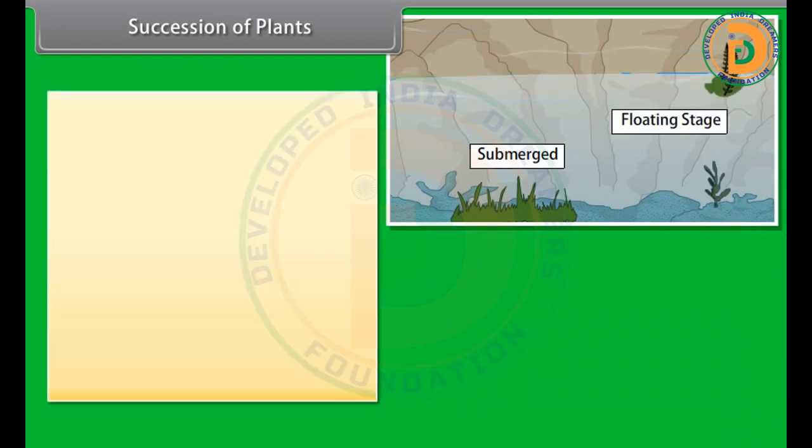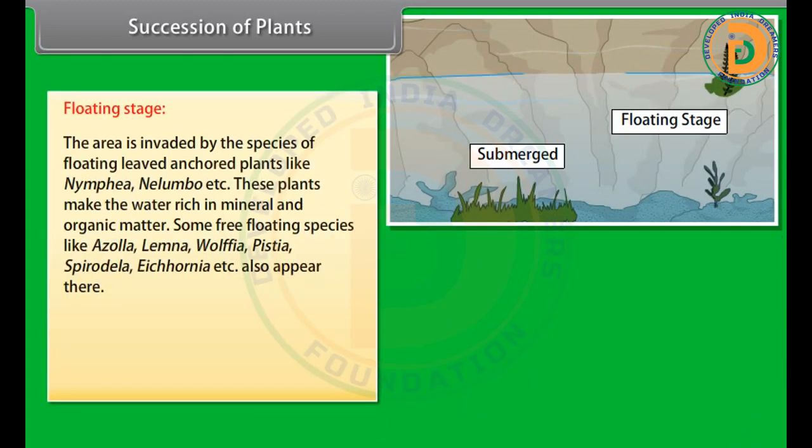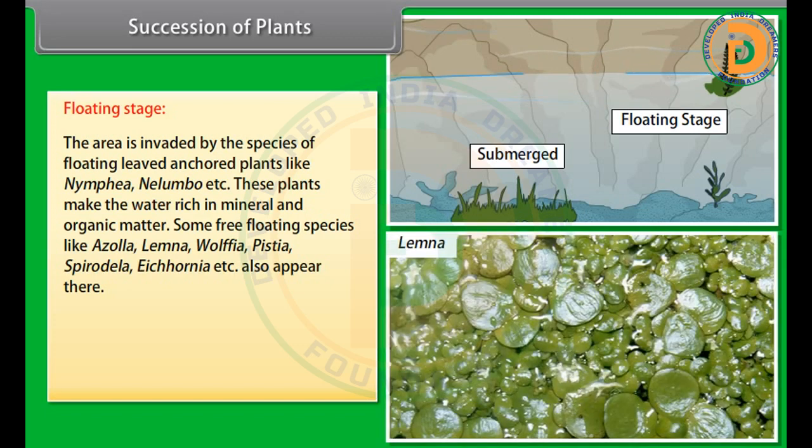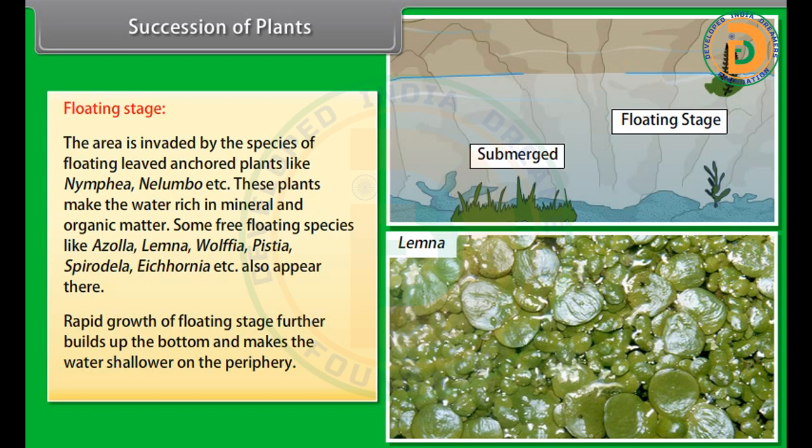Floating stage. The area is invaded by the species of floating-leaved anchored plants like Nymphaea, Nelumbo, etc. These plants make the water rich in mineral and organic matter. Some free-floating species like Azolla, Lemna, Wolffia, Pistia, Spirodela, Eichhornia, etc. also appear there. Rapid growth of floating stage further builds up the bottom and makes the water shallower on the periphery.